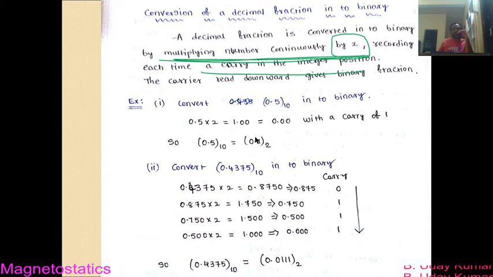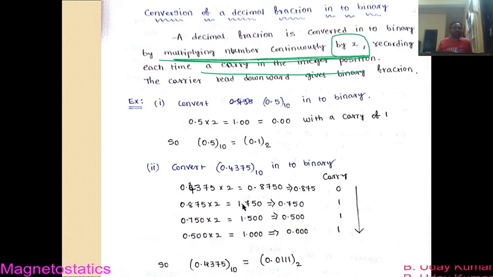Hence 0.5 to the base 10, what have I got here? I got a carry of 1, right? So that carry of 1 is written after the decimal point, that's all. But this is now called a binary fraction. So 0.5 to the base 10 is written as 0.1. Where do you get this 1? This 1 is nothing but the one that we get from the carry column. So try to understand that.